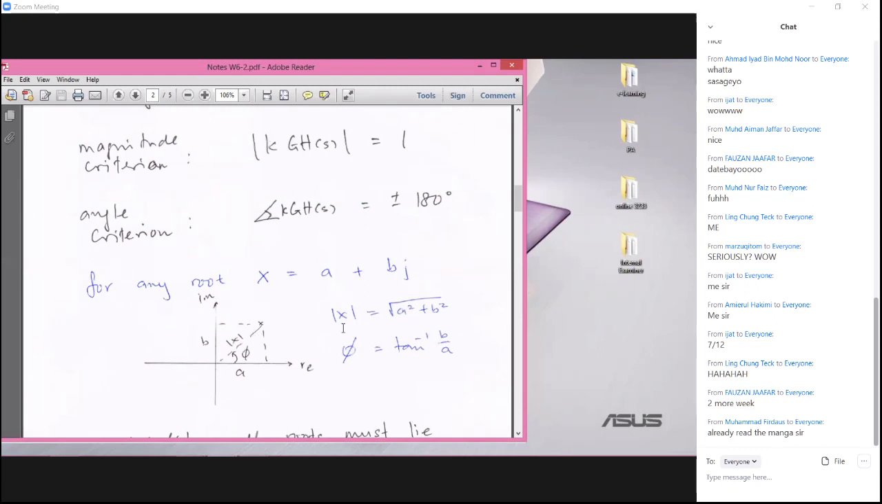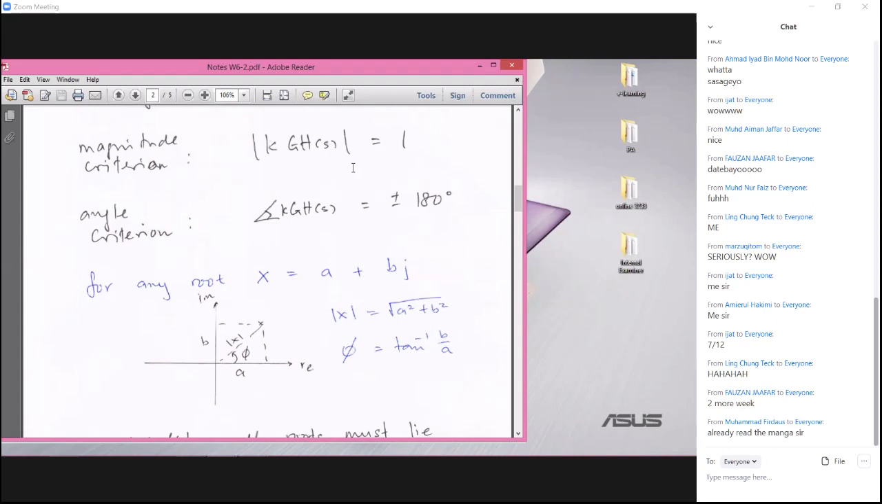You can use the Pythagoras theorem to compute the magnitude of a complex number. And for the angle, you can use the arctangent. So the angle of a complex number is given by the arctangent of the imaginary part divided by the real part. You can present a complex number in terms of real and imaginary part. Alternatively, you can present a complex number in terms of magnitude and its angle.